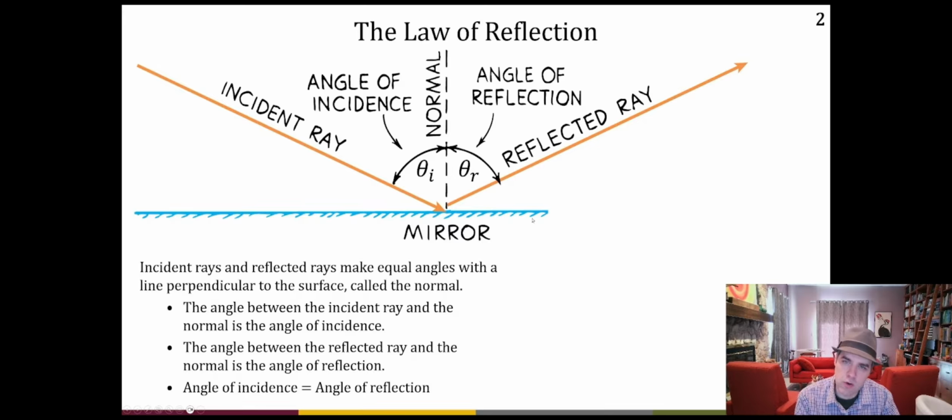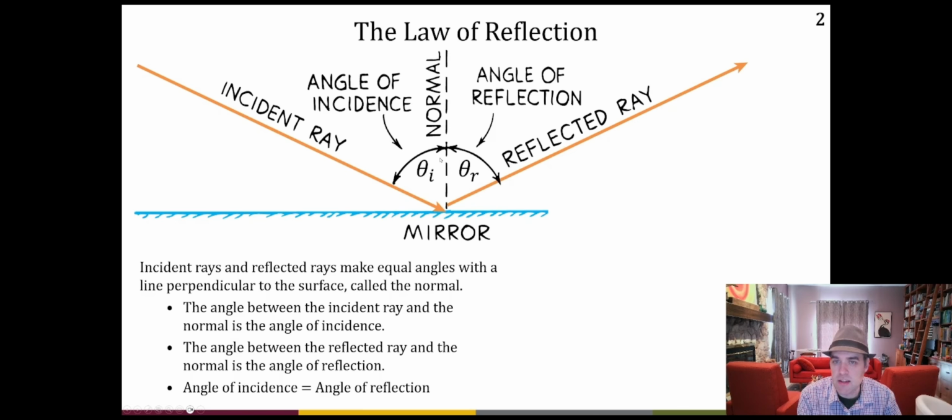So let's start off here with mirrors. Here we have this blue line that's the mirror, and we have this orange line coming in called the incident ray. This is the light ray that's traveling towards the mirror. And of course, here is the reflected ray. Now, we're always going to draw this normal dotted line here because this is how we're going to measure the angles that are coming in or leaving.